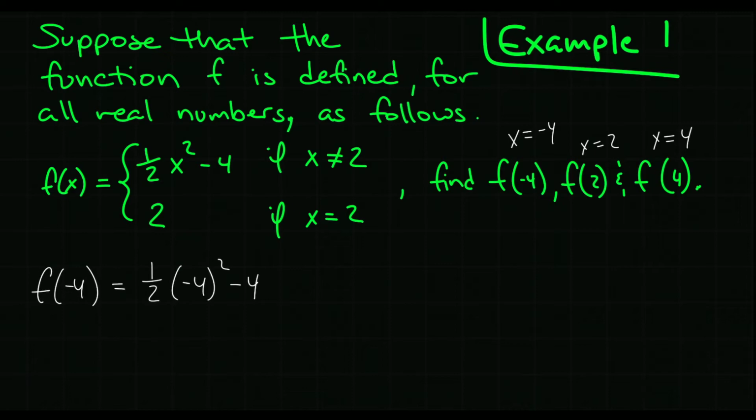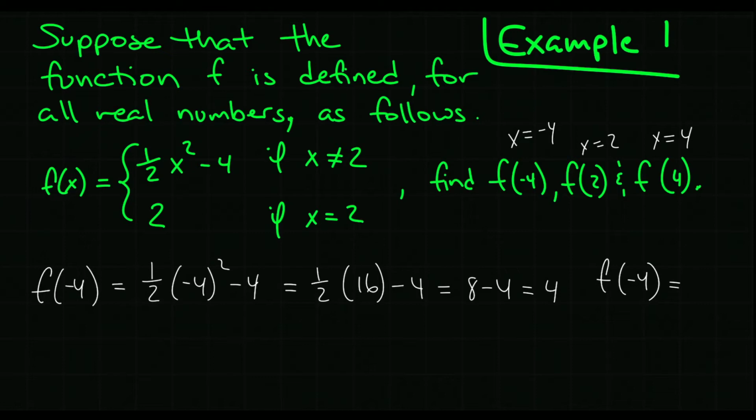Negative 4 squared is going to be 16 using order of operations. So that's going to be 1/2 times 16 minus 4. 1/2 of 16 is 8. So we have 8 minus 4. 8 minus 4 is equal to 4. For f of negative 4 is equal to positive 4.